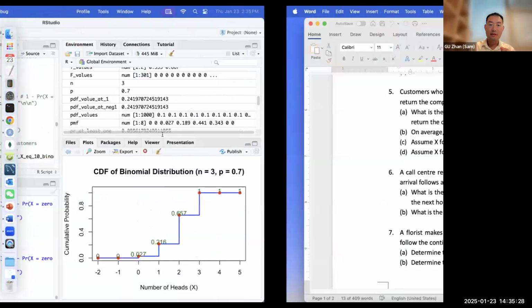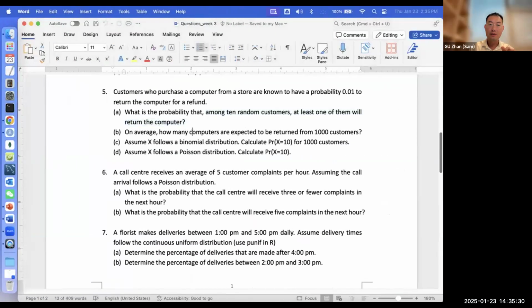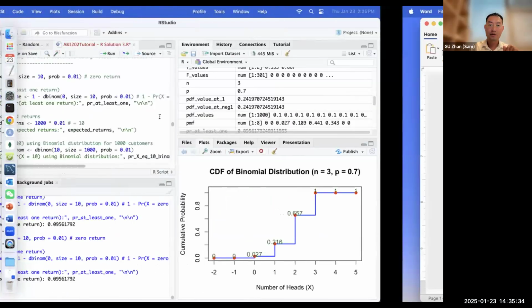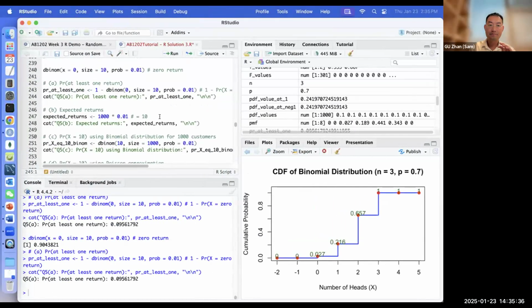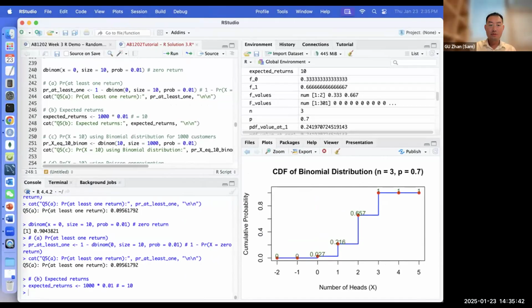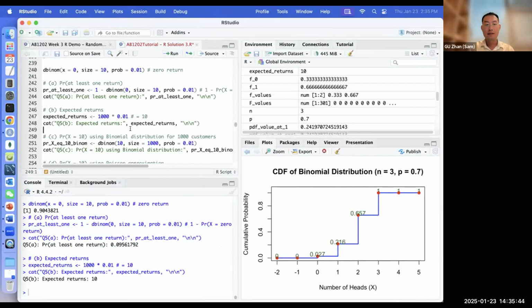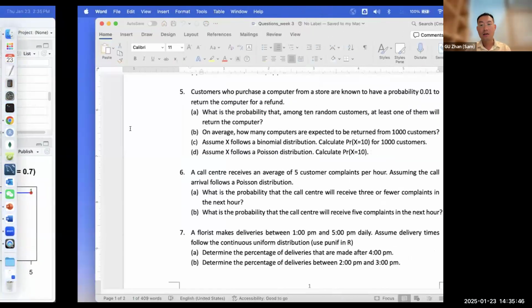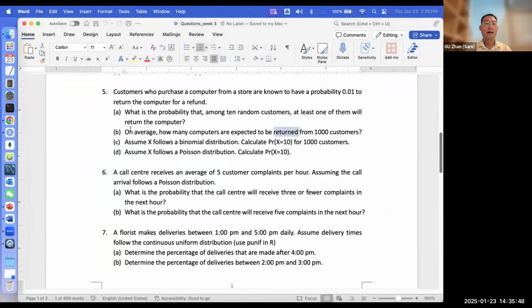Then the expected return. On average, how many computers are expected to be returned from 1,000 customers? The return rate is 0.01. Then the expected return will be 1,000 times 0.01, so it's about 10.